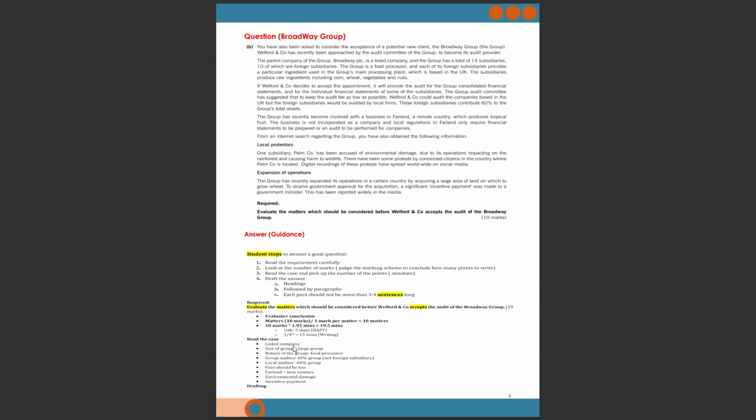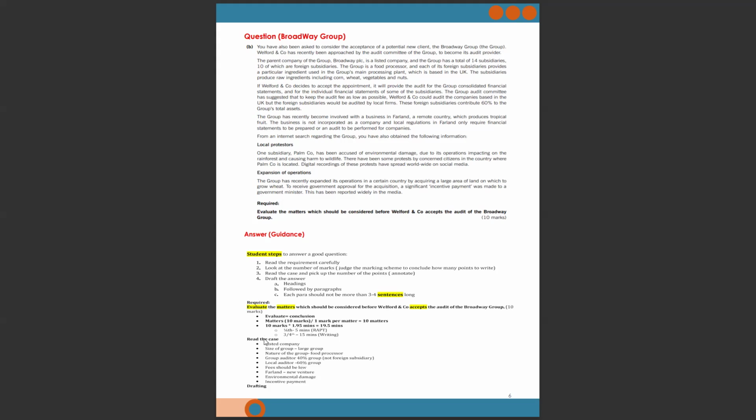How will you start writing these things? Of course, when you start practicing, practice makes you perfect. Punchline: you should always copy from the exhibit. Okay, heading followed by paragraphs. Each paragraph should contain 3 to 4 sentences. Required: evaluate the matter. This is a requirement. Evaluation means conclusion. It is 10 marks, so 1 mark per matter equals 10 matters. Or you can write 9 matters because 1 mark is for the conclusion.